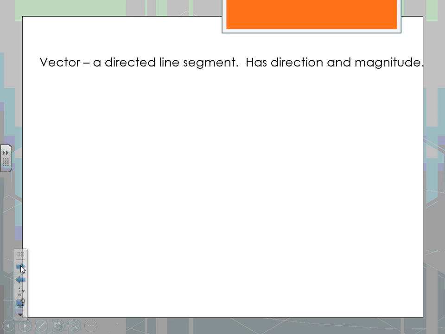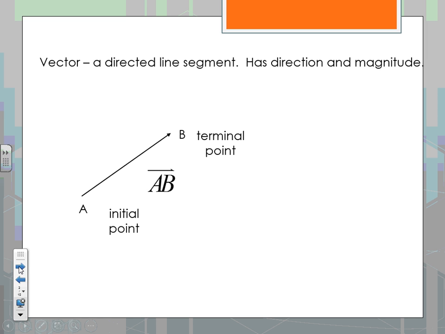So a vector has direction and magnitude. Here is the vector AB. We call A the initial point and B the terminal point. The length we call magnitude and is notated with double bars.